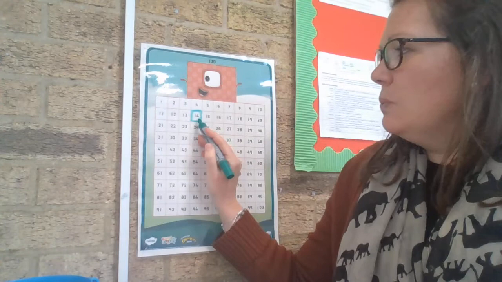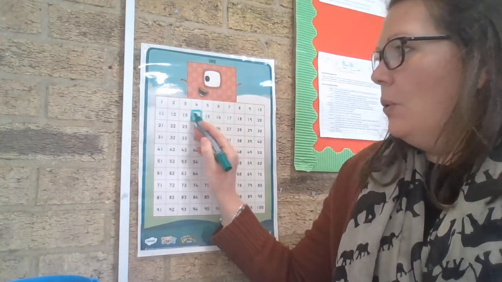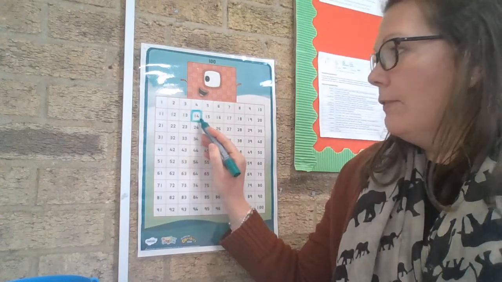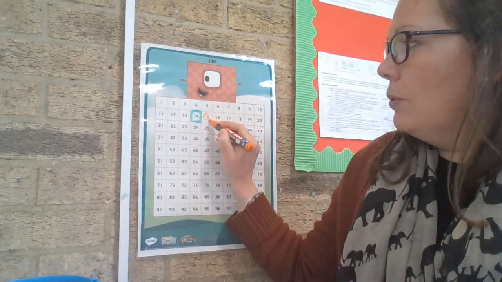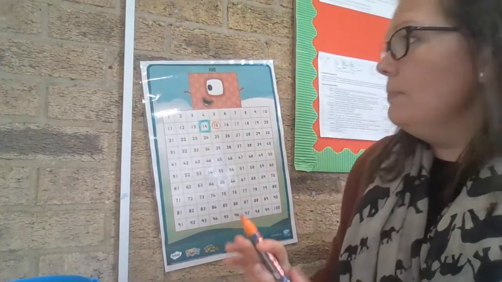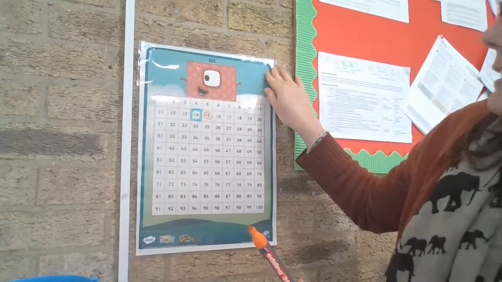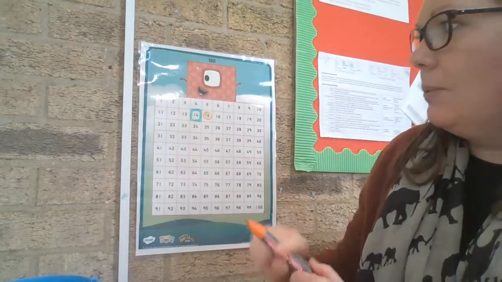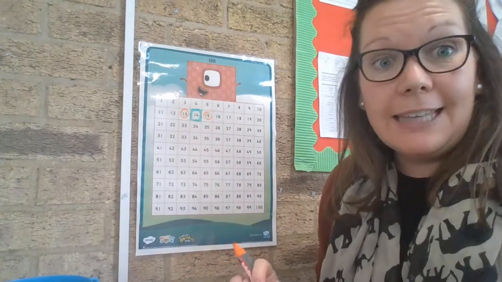So number 14. And what is 1 more than 14? Which way would I need to jump? This way or that way? So 1 more than 14 would be 15. I'm going to circle that in a different colour. What would be 1 less than 14? If I was looking at 1 less, I need to go the other way. So we're going to jump backwards. And 1 less than 14 is 13. That's our number we learnt the other day.